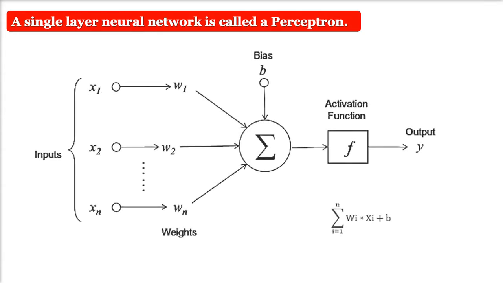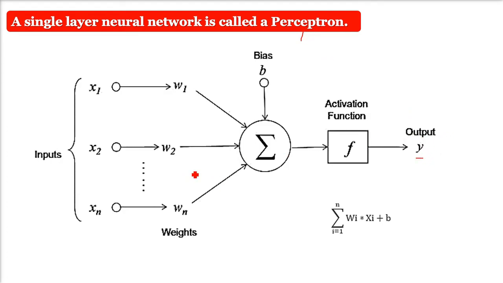Now this is a very important diagram because this is how the computation you will understand. This diagram represents the general model of an ANN, which is inspired by a biological neuron, and this is called a perceptron. So a single layer neural network is called a perceptron. It gives you a single output.